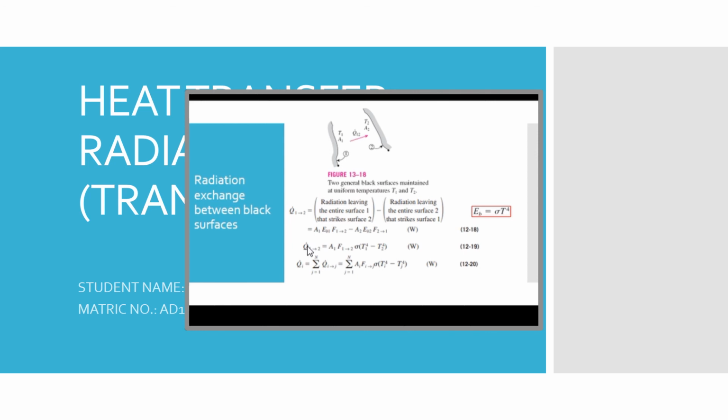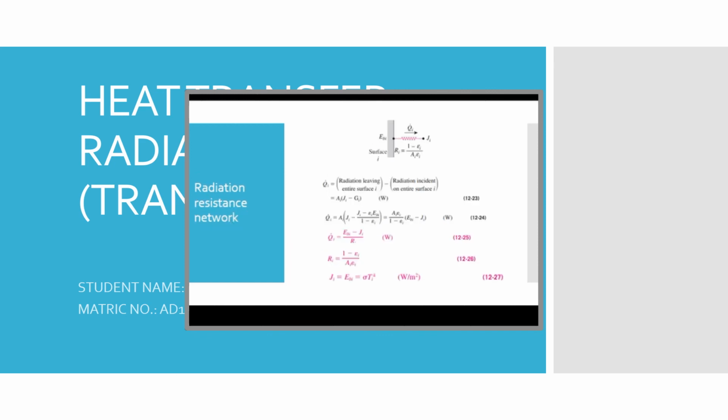The net radiation heat transfer from any surface I of this enclosure is determined by adding up the net radiation heat transfer from surface I to each of the surfaces of the enclosure, as expressed in equation 12.20. The net radiation heat transfer from surface I of surface area AI is denoted by Q dot I and is expressed as equation 12.23.